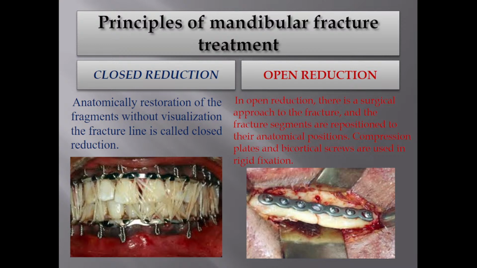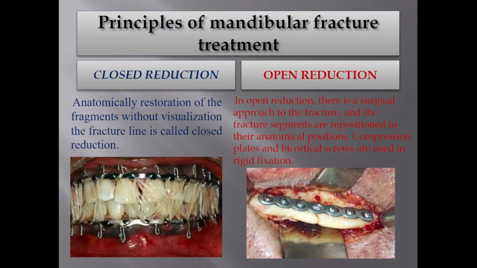Fixation can be either rigid or semi-rigid in open reduction. Compression plates and bicortical screws are used in rigid fixation. This is a reliable method and allows the patient to quickly return to their daily function. Semi-rigid fixation is performed using mini plates. These smaller plates are placed on the stressed areas in the fracture. It's thought that micro movements caused by semi-rigid fixation have a positive effect on callus formation.